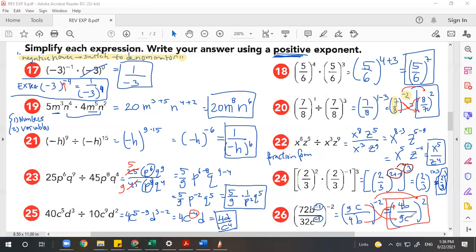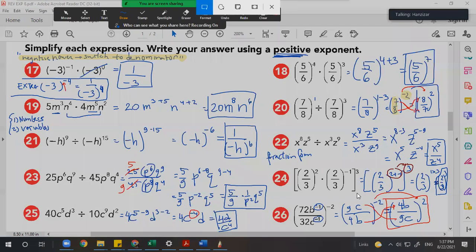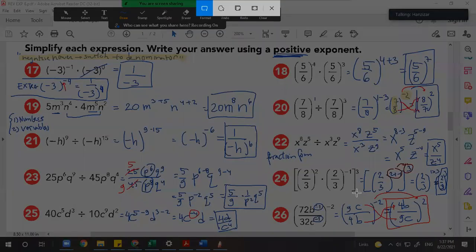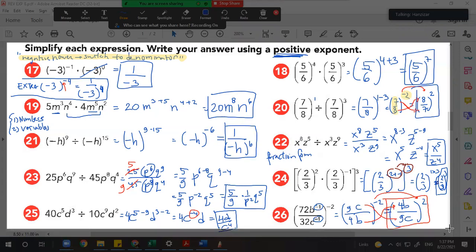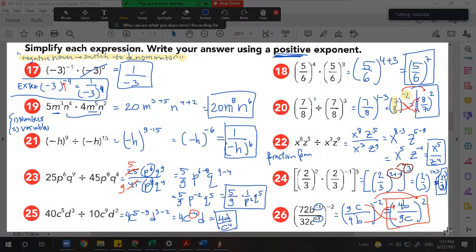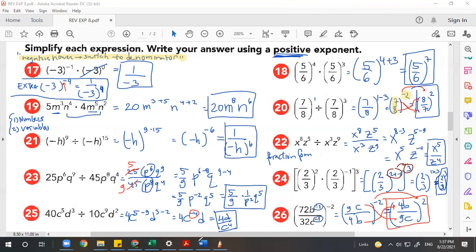Number 26. How is it? I switch it twice. First, the B power negative 1 to the bottom or to the denominator, and C power negative 1 from the denominator to the numerator, right? Okay, do you have any questions so far? Not really. I just have to remember the rules. That's right. The rules are already given. Later on, if we still have time, I will give you the formula again. Okay.